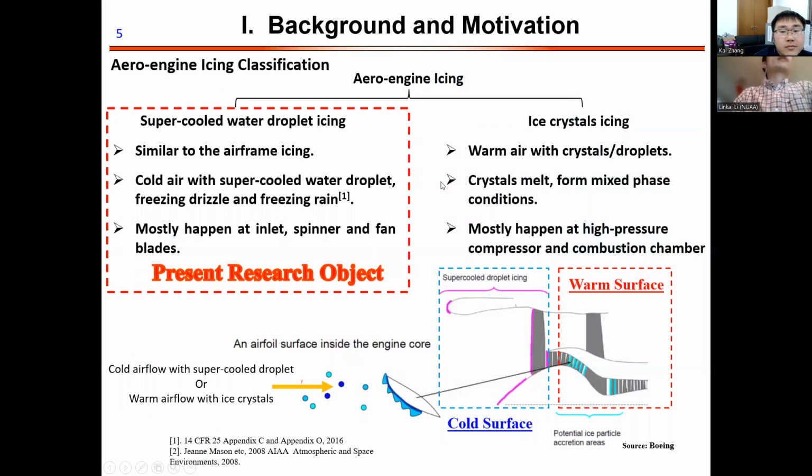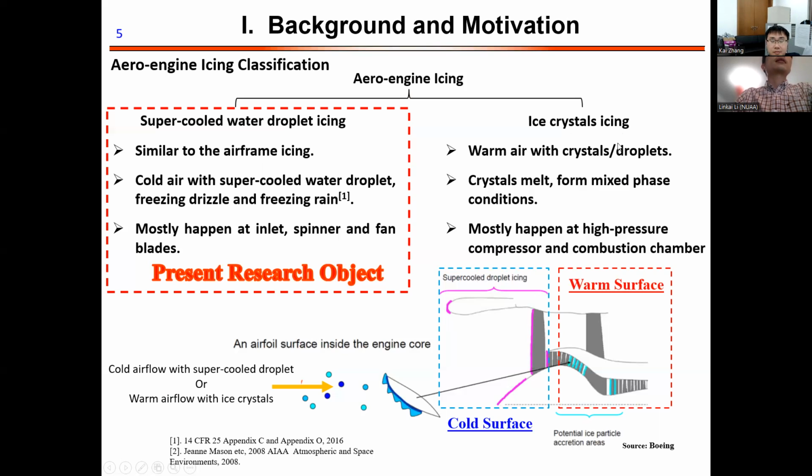Basically, in this research area, people divide aero-engine icing into 2 parts. The one is caused by supercooled water droplet icing, and the other one is caused by ice crystals. The supercooled water droplet icing is similar to airframe icing. It occurs when cold air carries supercooled water droplets, freezing drizzle, and freezing rain, and this mostly happens at the inlet of the aero-engine. For example, here the purple color shows how ice accumulates at the inlet lips, the spinner, and the fan blade, and also the inlet guide vane.